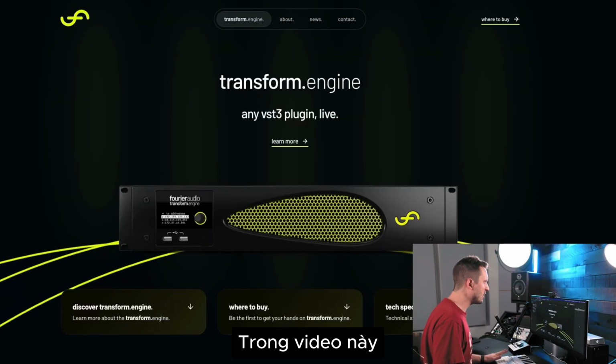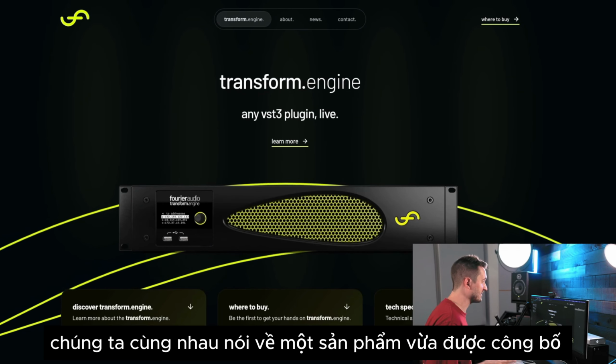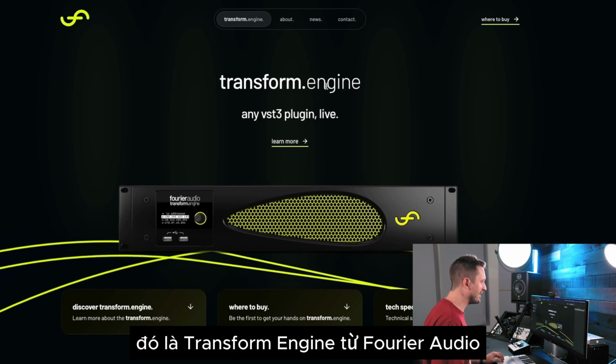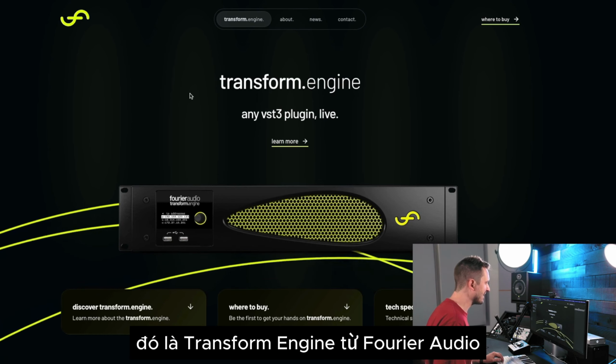All right, so in this video, we're talking about something that was just announced literally today at AES conference. It's the Transform Engine from Fourier Audio.